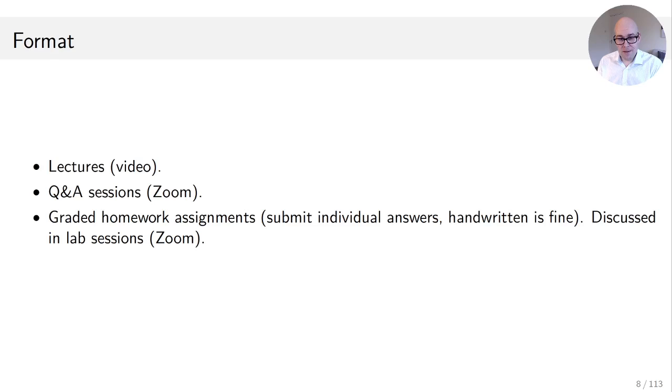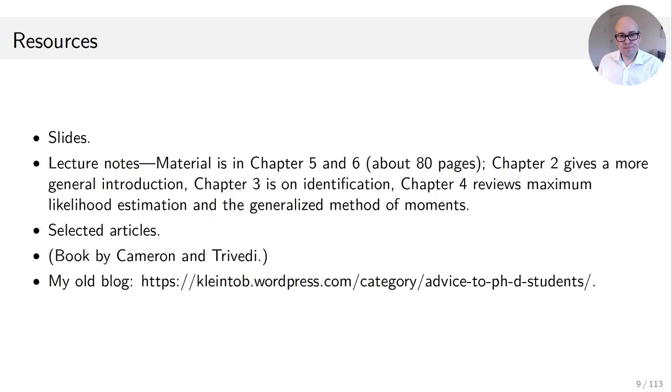The second thing that takes place each week is a lab session, again on Zoom with our teaching assistant. In the lab session, we're going to discuss in general graded homework assignments. So one thing you will have to do is to hand in these graded homework assignments before the lab session starts. And then in the lab session, they're being discussed. These are going to be graded, and that's going to be part of your grade for the course.